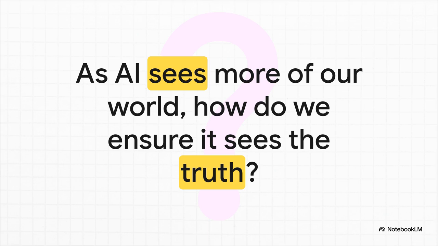And this all brings us to one final, really important question. As AI becomes more and more a part of our physical world, I'm talking our cars, our security systems, our entire infrastructure, how do we make sure we can actually trust it? How do we guarantee that when a machine looks out at our world, it's actually seeing the truth?